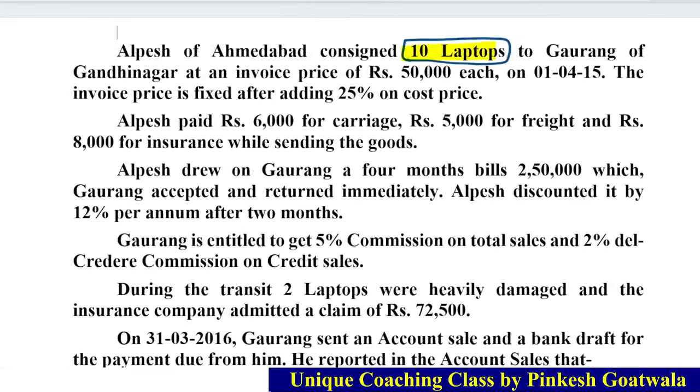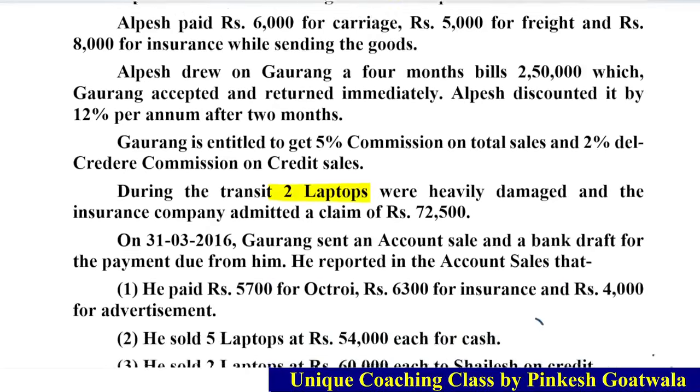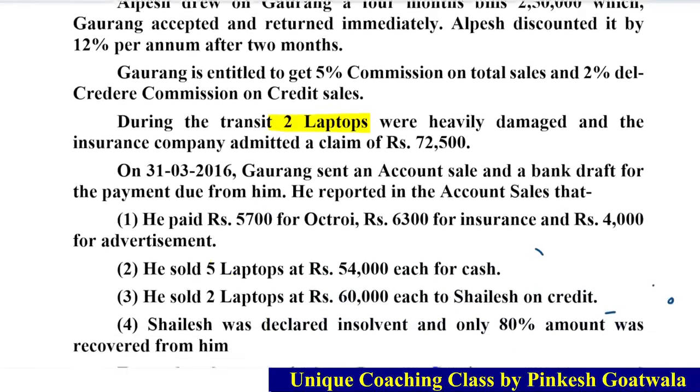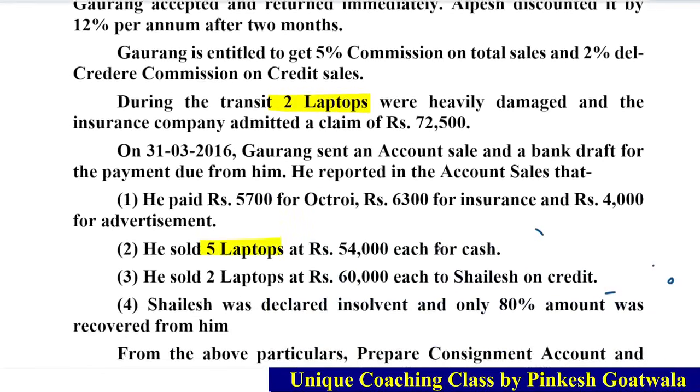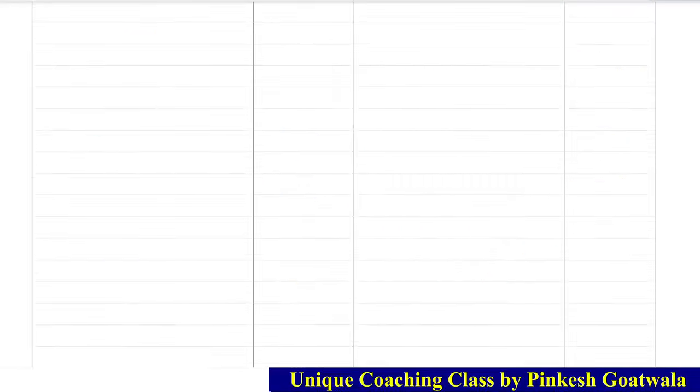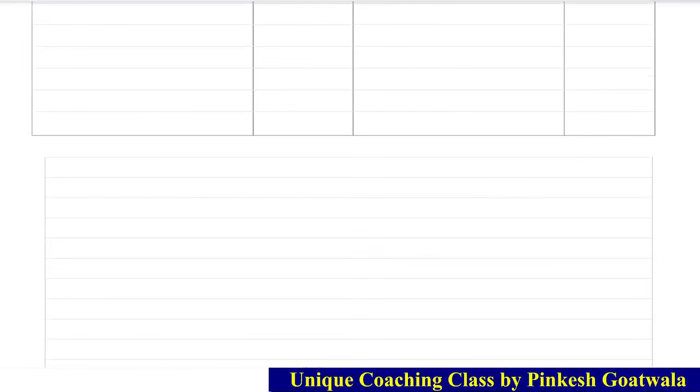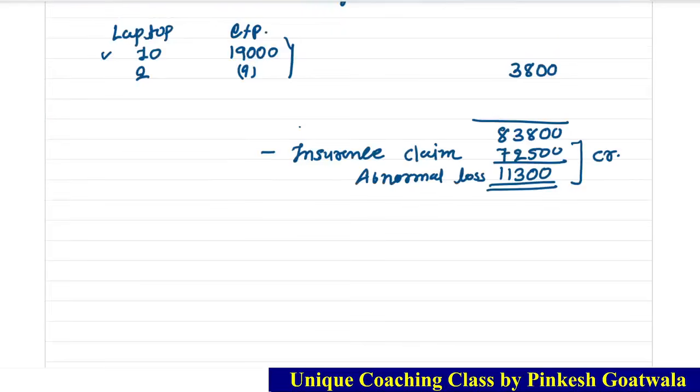So there are a total of 10 laptops. Okay, and during the transit 2 laptops were damaged, and 5 laptops cash sale, 2 laptops credit sale. So let's check, is there a closing stock, yes or no. And remember, in every sum there must be closing stock.